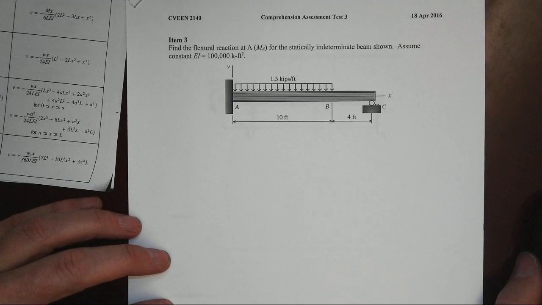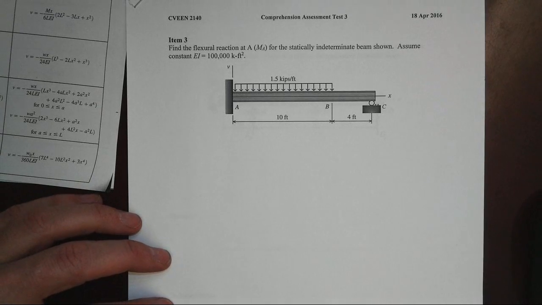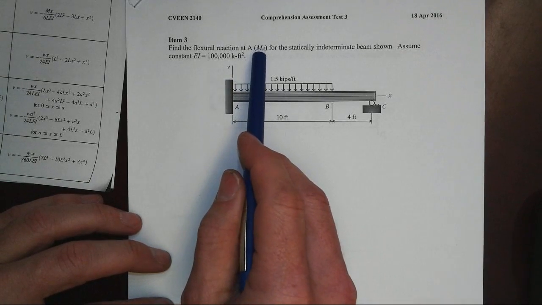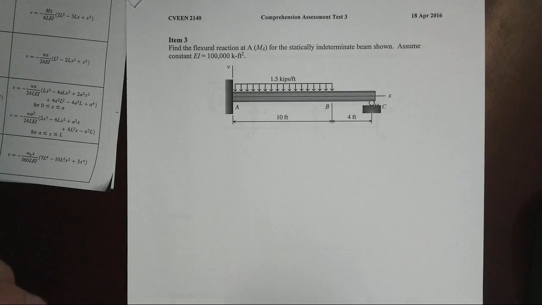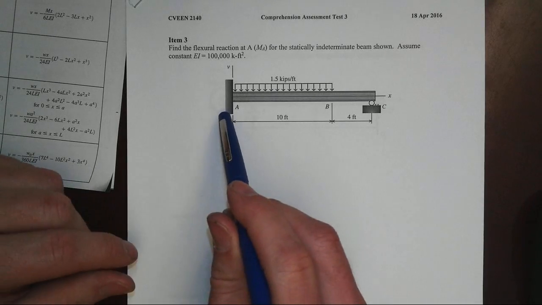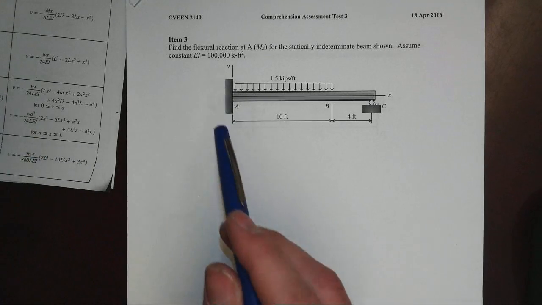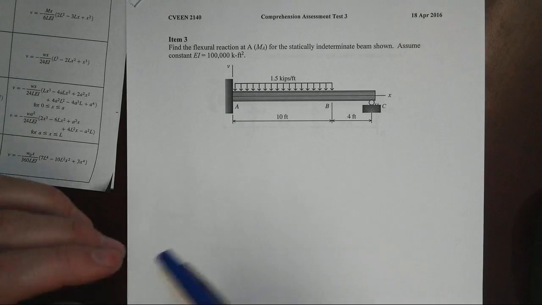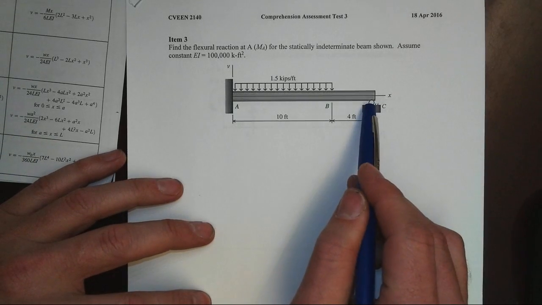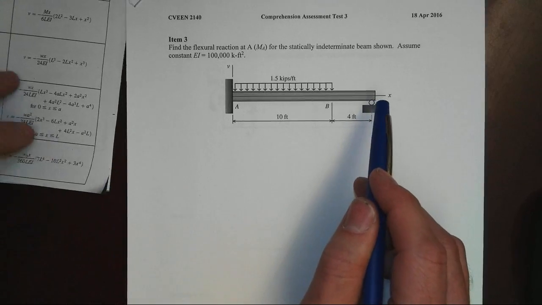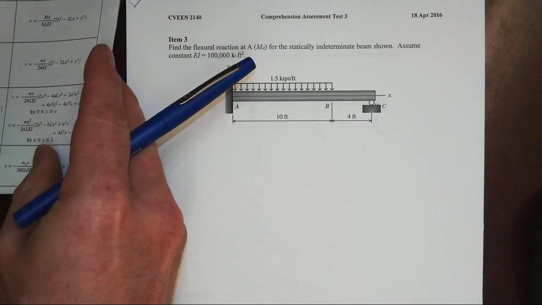In item 3, we have an indeterminate beam, and we're asked to find the reaction at A, but only the flexural reaction of the 3 that are there at this fixed end. We're given that we have constant EI, and normally when I see something like this, I'd immediately want to remove the prop out here and handle it in that kind of fashion.